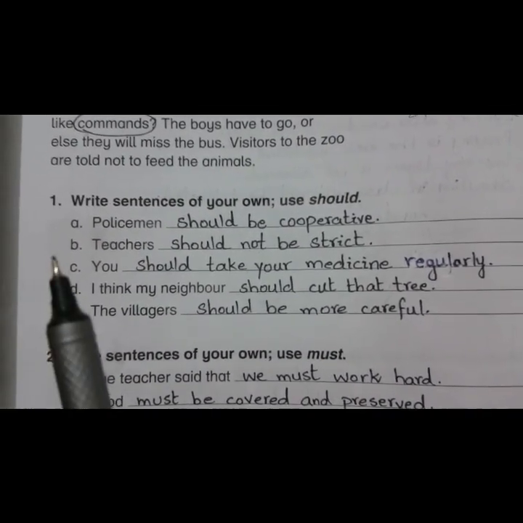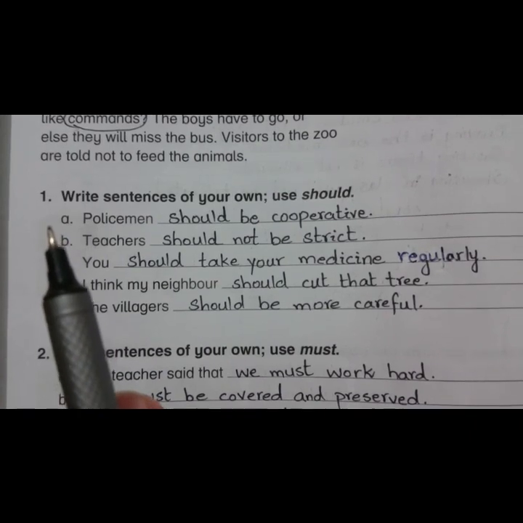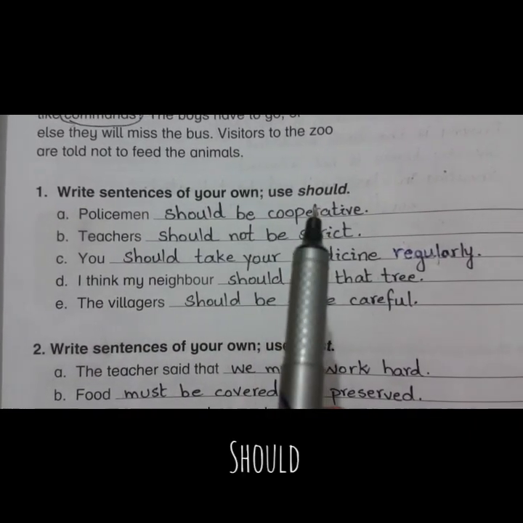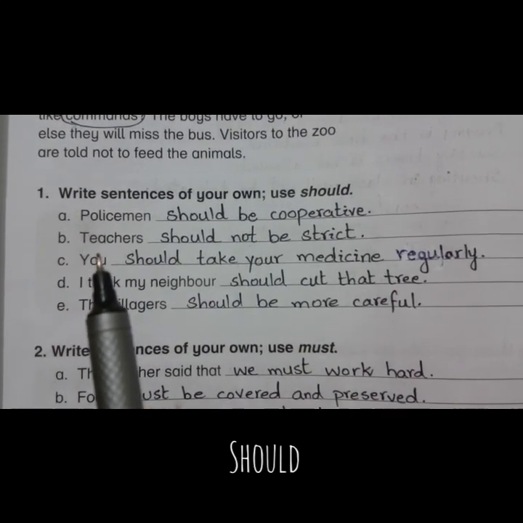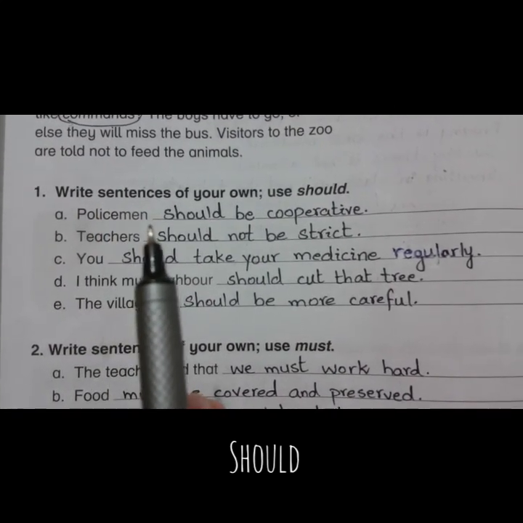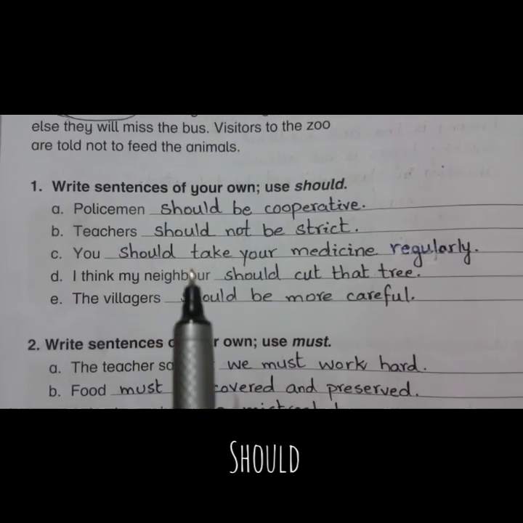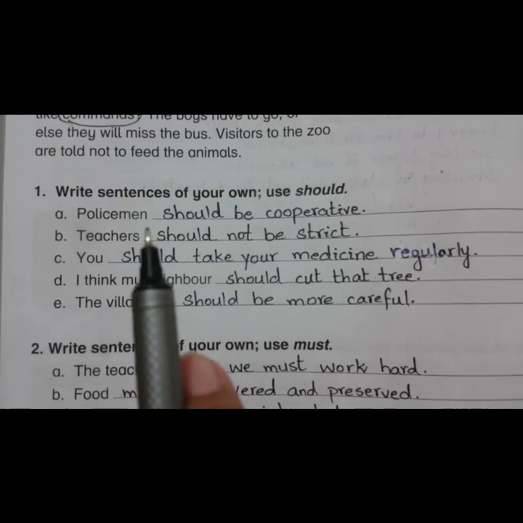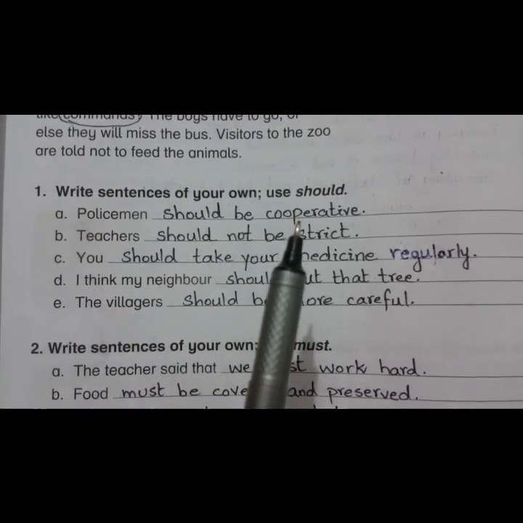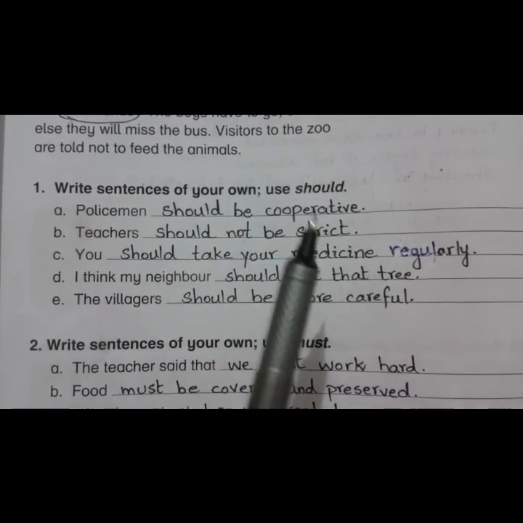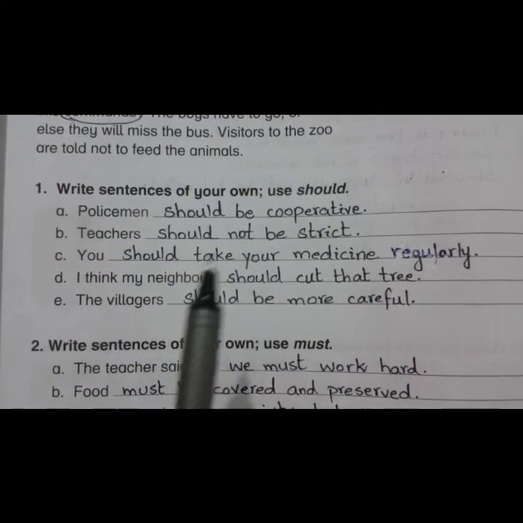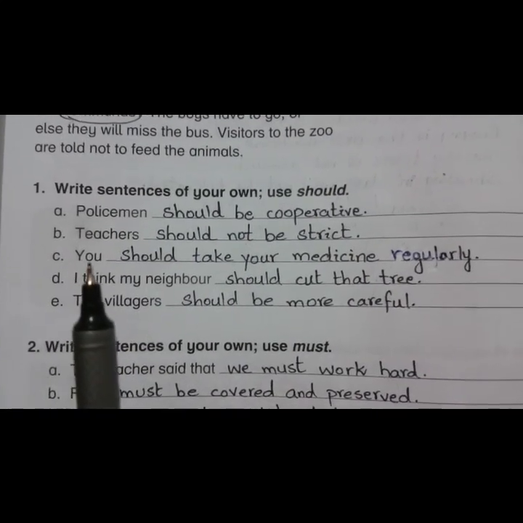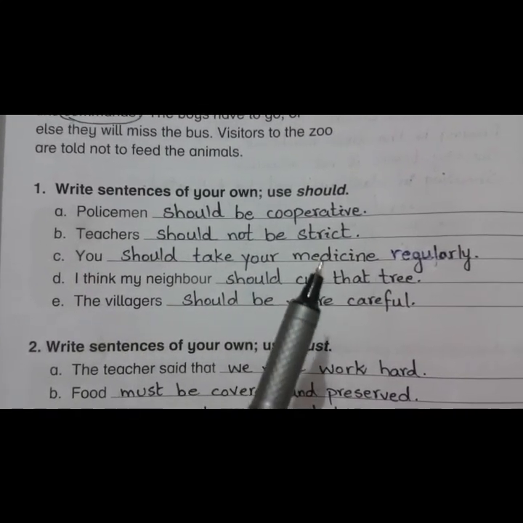So our first question is related to the usage of should. Let me read the statement first. Write sentences of your own. Use should. Obviously, we have incomplete sentences. We will complete the given sentences using should. These are some of the examples. You can also use your own. For example, the first one, policemen should be cooperative. They should be cooperative. Next one, teachers should not be strict. They should not be very strict. Third one, you should take your medicine regularly.